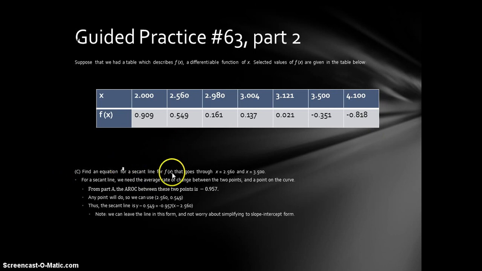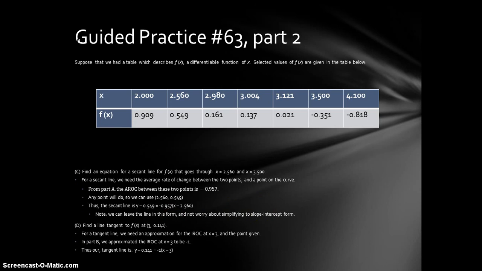Find an equation for a secant line for f of x that goes through 2.56 and 3.5. For a secant line, we need to find the slope and we need to find a point. The slope of a secant line is our average rate of change. Because we're dealing with 2 points, we're basically finding the slope between the 2 points. In part A, we already found out that the AROC was negative 0.957. We could use either point. In this case, we use 2.56 and 0.549. So thus the secant line is y minus 0.549 is equal to negative 0.957 times x minus 2.56. And note we can leave this line in this form and we don't worry about simplifying. You don't want to have any algebra errors that cause problems.